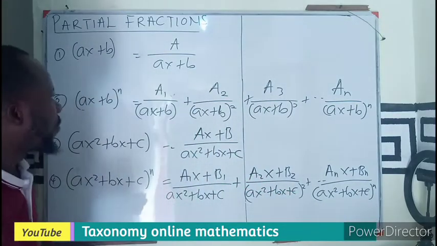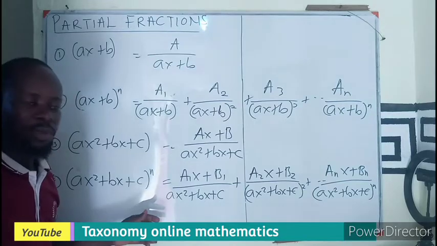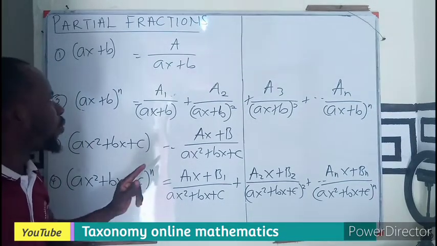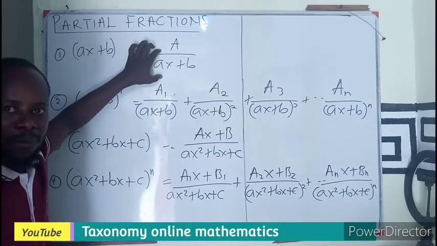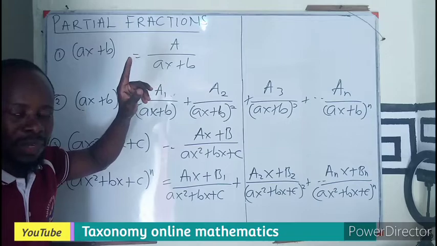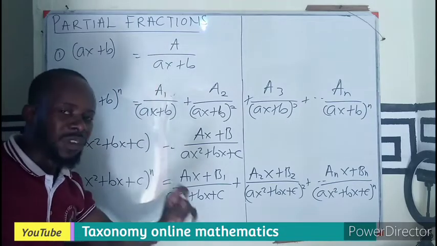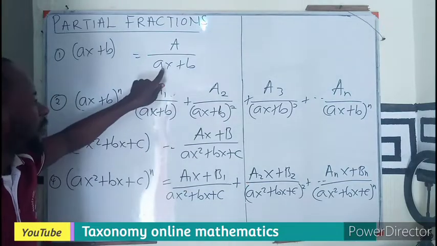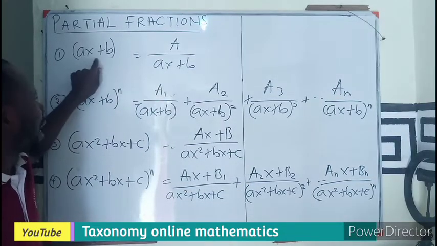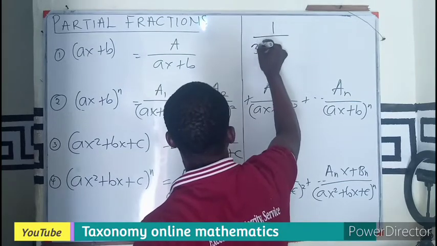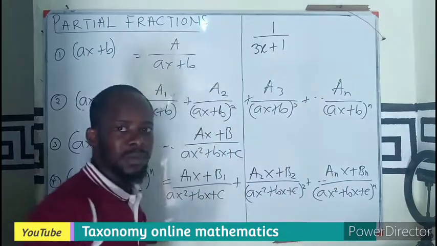So these are the 4 processes that we are going to follow. Our decomposition is based on what? The denominator. The nature of the denominator. We don't consider the numerator. The only time that we consider it is when it is an improper fraction. This way, we have our denominator in this form, as in 1 over 3x plus 1.